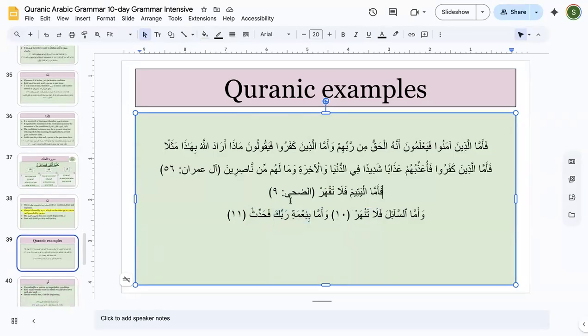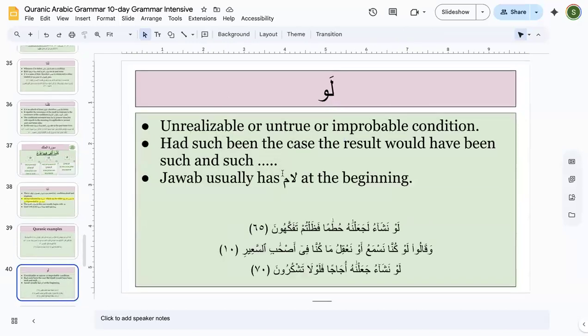So in the last three cases, you are finding amma in jumlatul fi'liya. The first two cases are the cases of jumlatul ismiya. Then comes your law. So law is a condition which is never going to be true. It is a condition. Now the time has passed. If you would have attended the first session, you would have learned a lot.